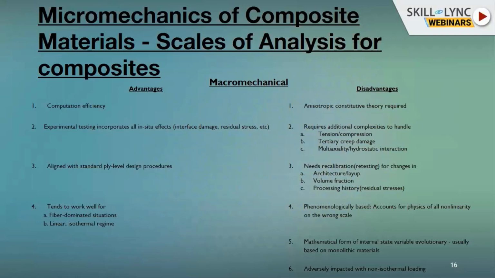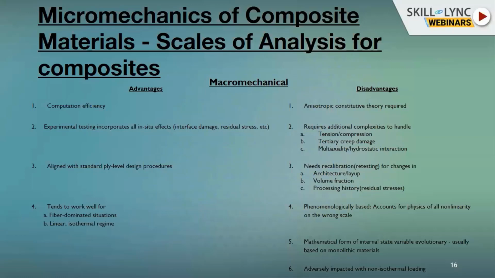Whenever we are doing this analysis, when there is a change in layer or volume fraction, or any change in the processing of the composite, there is always a requirement for recalibration. For example, when you change the layer of the composite, and we had done some computation or some experiments at the micromechanical scale, and we change any layer sequence, volume fraction, or processing, we need to recalibrate or retest these materials, because it will have a significant change in its properties.